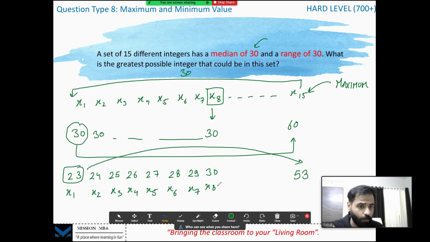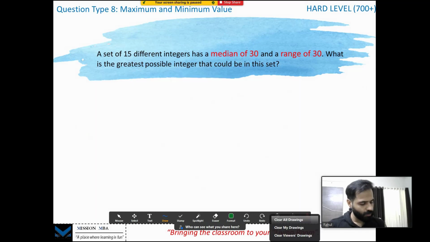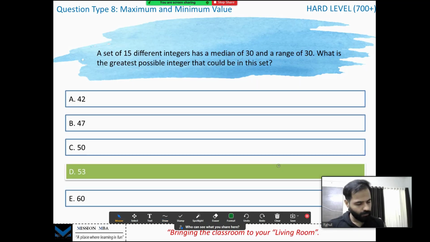Good concepts, how to maximize or minimize the least number of the set or the maximum number of the set. So you should be careful with both of these ideas. The game is simple. The game is keep them closest and check. Right? That's it. I hope you understood with both of these questions.